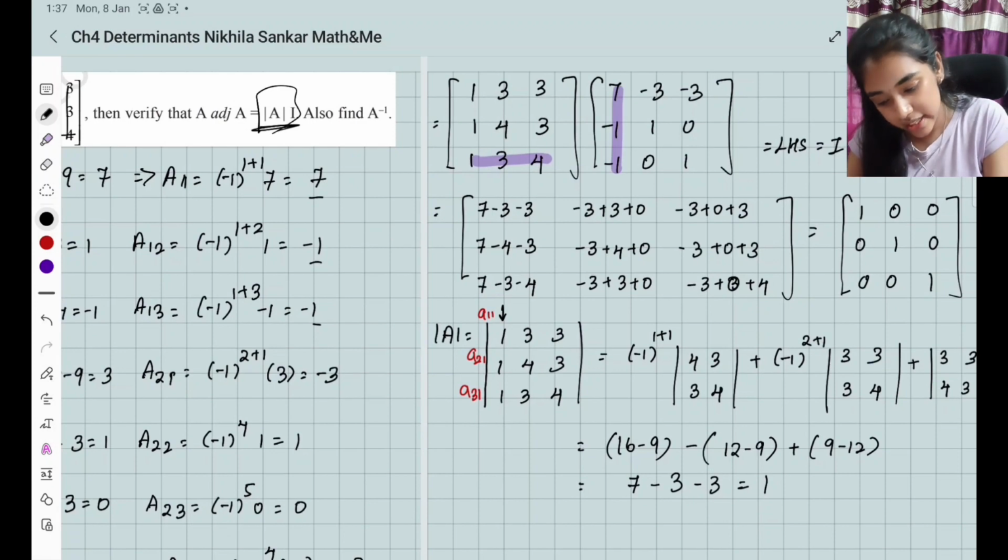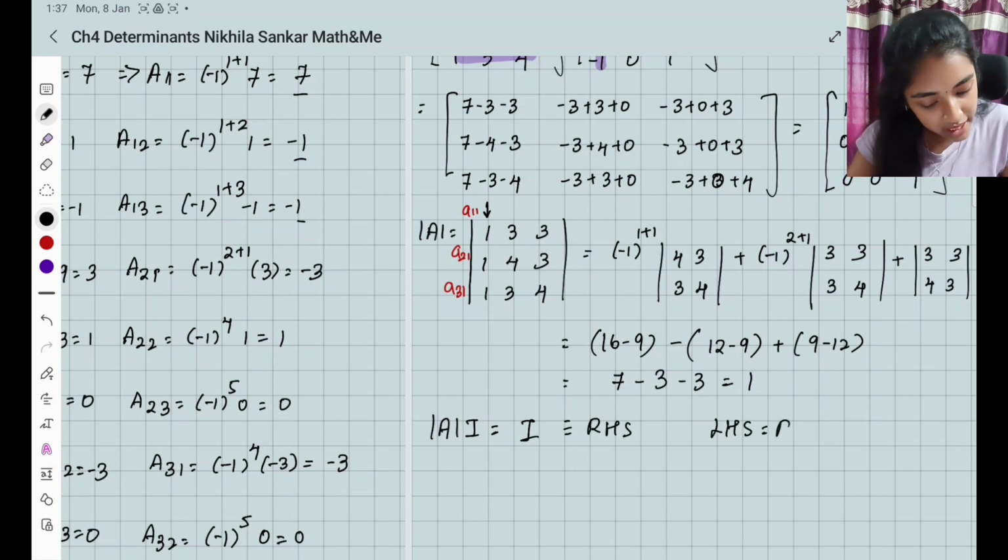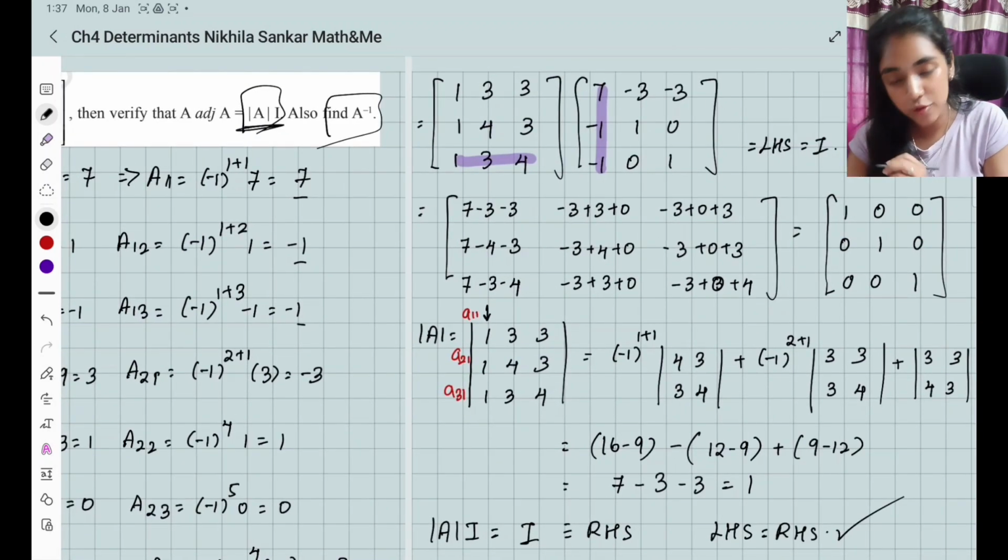Now what is on the right hand side? Determinant of A times I. So determinant of A times I is going to be the identity matrix, which is going to be the RHS. So we have proved that LHS equals RHS. Okay, this is proved. Now what are they asking next? Also find A inverse. They ask this in the last subsection of a 4 mark question, otherwise they wouldn't ask such a long one.